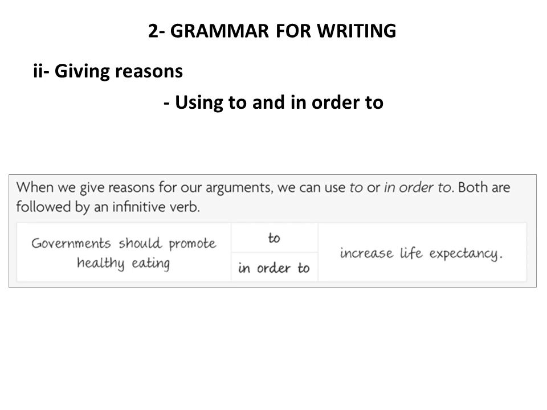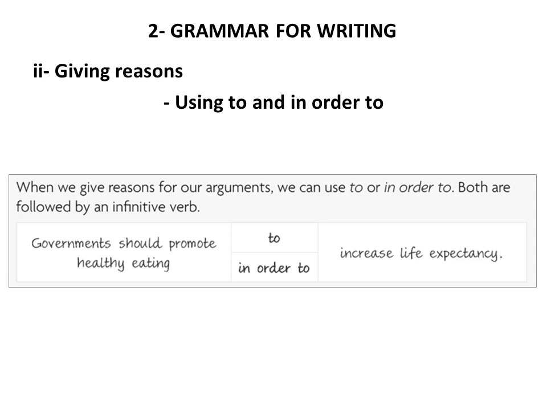The next linker we can use to give reasons is using to and in order to. Governments should promote healthy eating to increase life expectancy. Or governments should promote healthy eating in order to increase life expectancy. Remember that following to, we have to add the infinitive form of the verb.